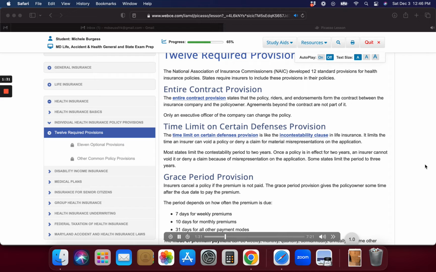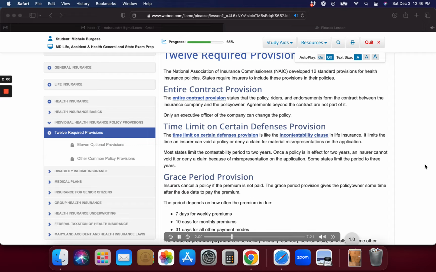The mode of premium payment can be weekly, monthly, quarterly, semi-annually, annually, or some other frequency. Some states require a 31-day grace period in every case. This is true with products designed for older consumers, such as long-term care insurance and Medicare supplement insurance. The insurer pays valid claims that arise during the grace period. It can deduct the premium due from the claim payment.